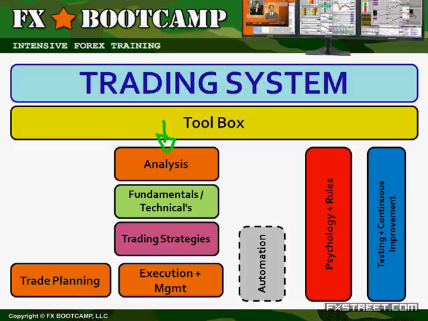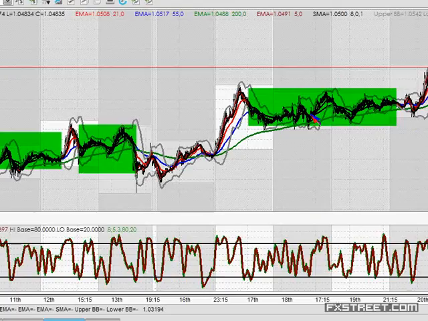So I sit down with my toolbox and start doing my analysis. I start with some high-level analysis to determine what's driving the market. Is it fundamental or technical? I can usually tell. Let's grab a quick example. If I go to a 15-minute chart, I see this sort of price action here, lots of waves, wavy price action.